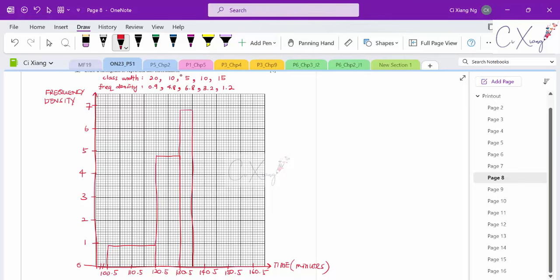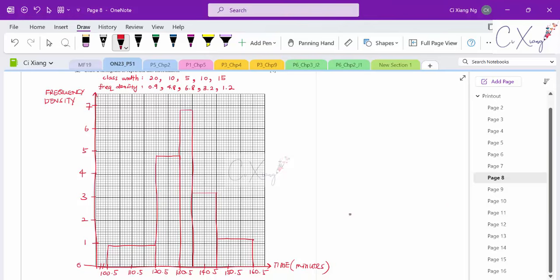Alright, then I have until 145.5 for 3.2. So 3.2 is here. 145.5 is somewhere here. Okay, then the last class is until 160.5 for 1.2. So 1.2 is slightly higher than 1, until 160.5. Okay, so by right, you can see that this is how your histogram should look, if you didn't make any careless mistakes.